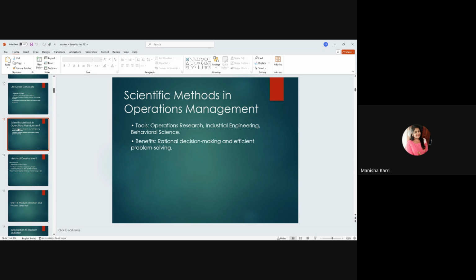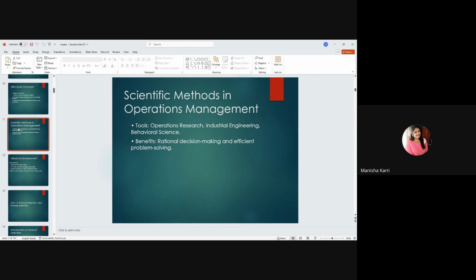The benefits of using these scientific methods are, first, rational decision making. This means decisions are based on data and proven techniques, not guesswork. This leads to smarter, more consistent choices. For example, using data to decide the more cost-effective way to source raw materials. This is nothing but rational decision-making.